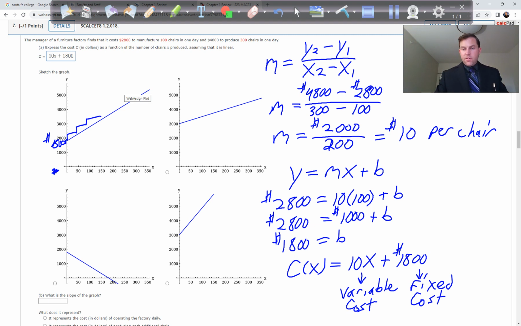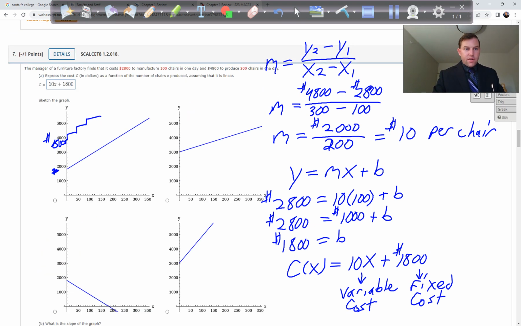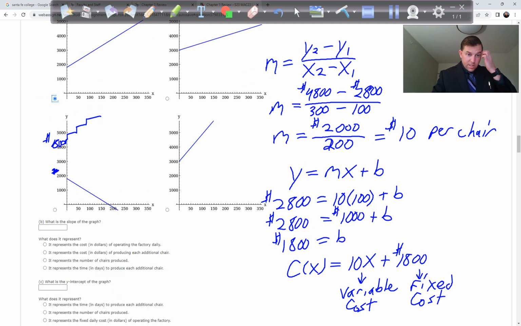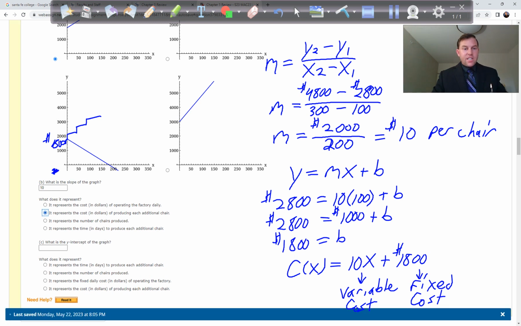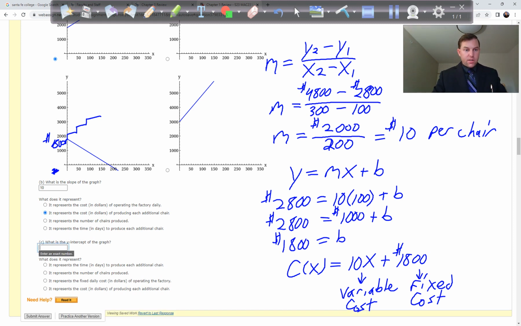I hope they don't want me to use dollar signs, but we'll see. If they do, they'll yell at me. This is the graph we picked. What is the slope of the graph? The slope of the graph is 10. What does it represent? So I mentioned this. It represents the variable costs. It represents the cost of producing each additional chair. So every chair you make adds a $10 cost to the equation.